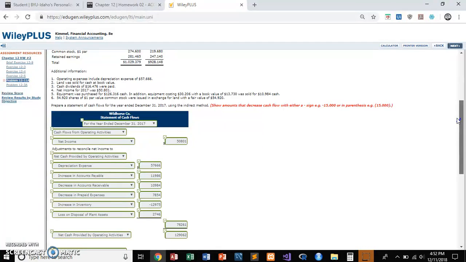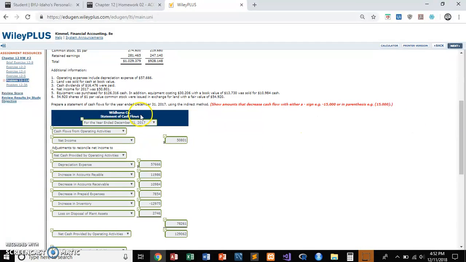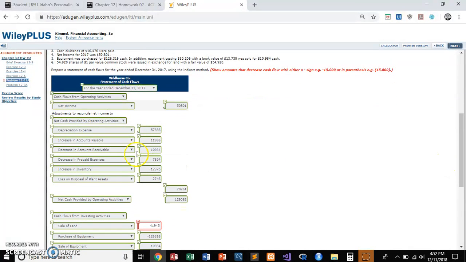And then loss on disposal of plant assets, and where we get that from is we come up to number 5 right here, and we can see that the equipment that they sold had a book value of $13,730, but they only sold it for $10,984, so that comes up to a loss of $2,746. So we're just going to record that.